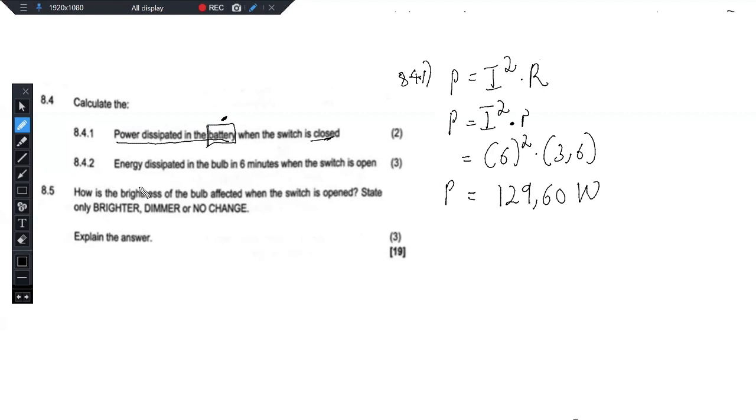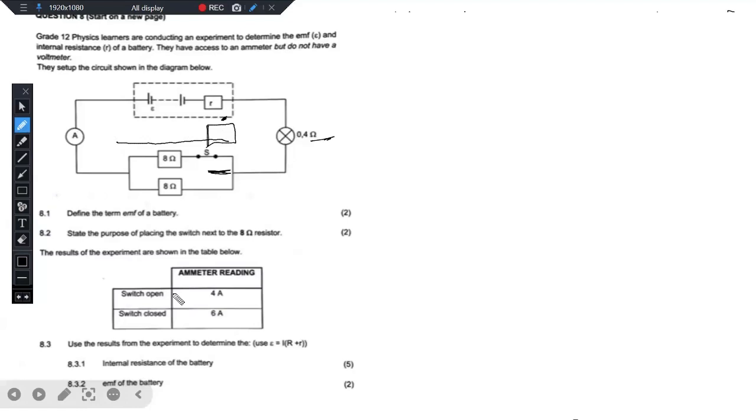Then 8.4.2 says calculate the energy dissipated in the bulb in 6 minutes when the switch is open. Right, so let's erase here. When the switch is open, let's go back and look at our current. So when the switch is open, they say the current is 4 amperes.